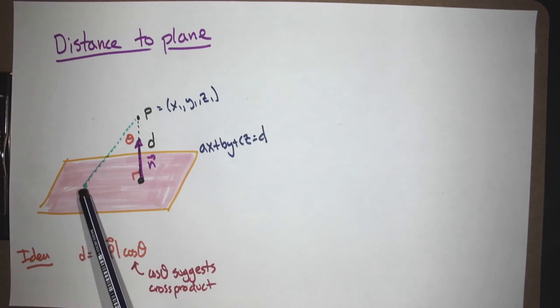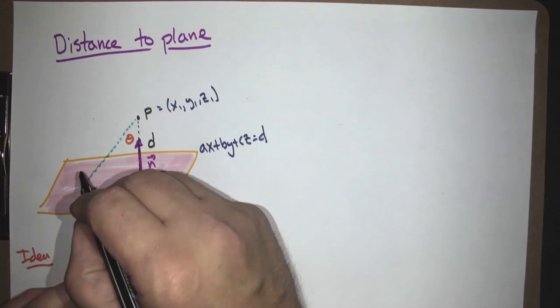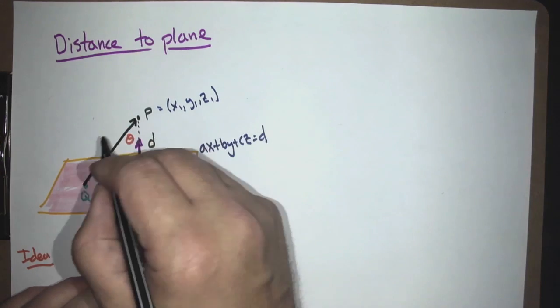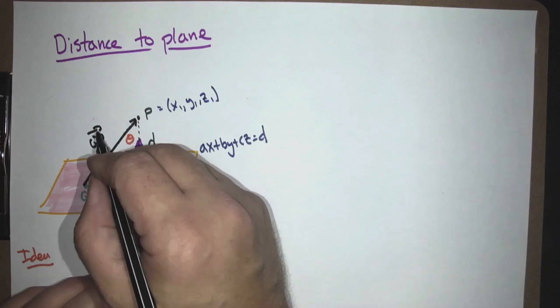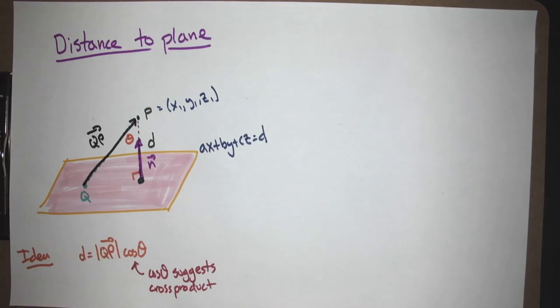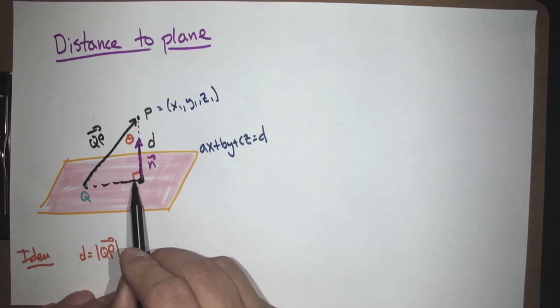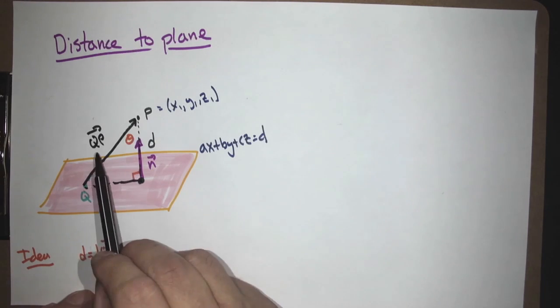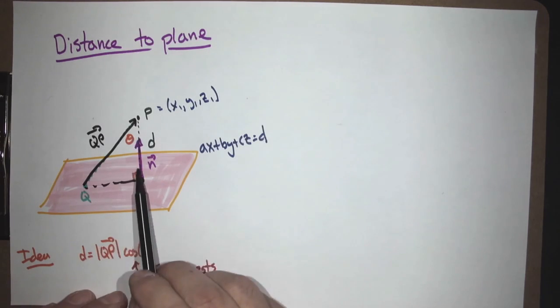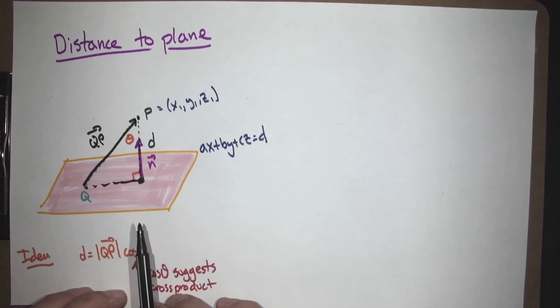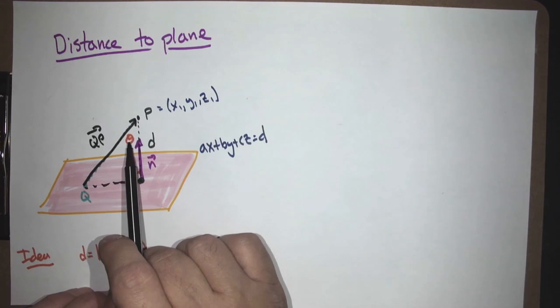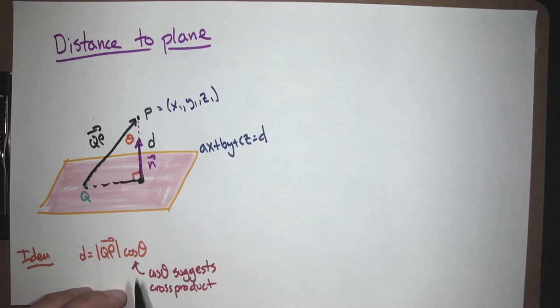Well, let's just pick a point in the plane. It's usually not hard to find a point in the plane. And so that says I can find a vector. This vector, QP. And now we say, well, what do you know? It's a right triangle. And I have the hypotenuse. I want to know something about the adjacent side. And this angle is actually the angle between these two vectors.